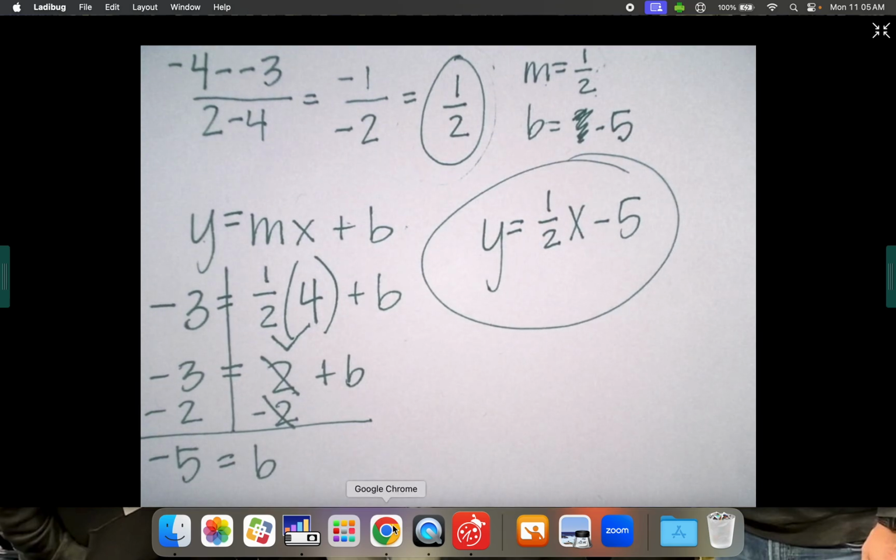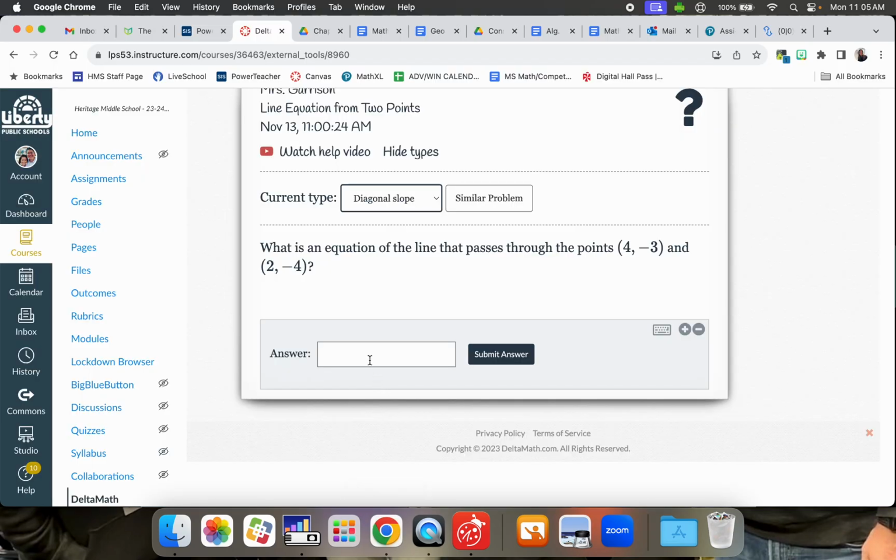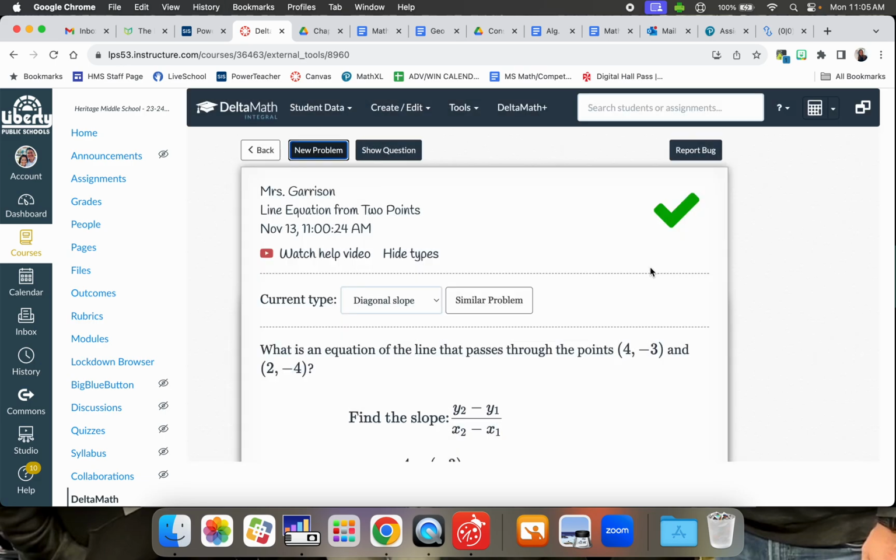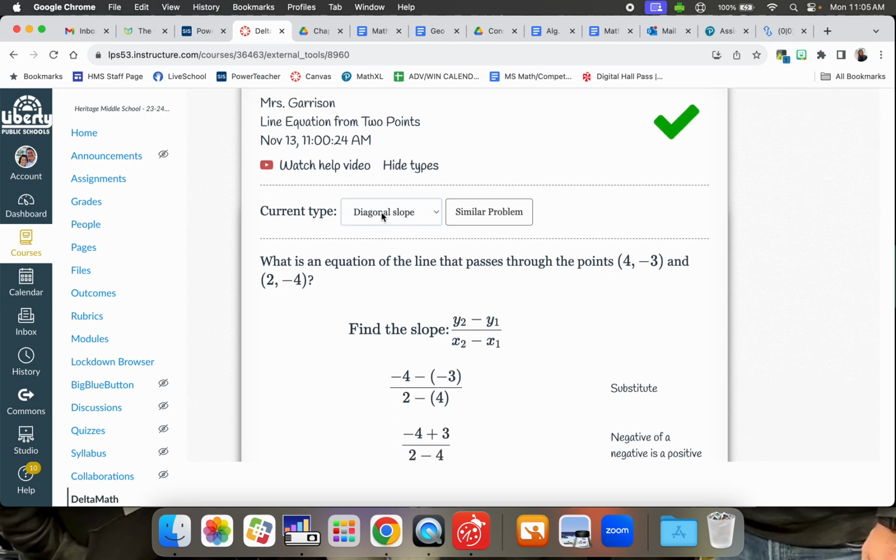So I'm going to go type it in. I hope this is showing you my whole screen. You're going to have to type y equals half x, I think you get a fraction on there by doing the division button, minus 5. Submit, yes, and it's correct. Okay, that's how to do them all when they have a diagonal slope.